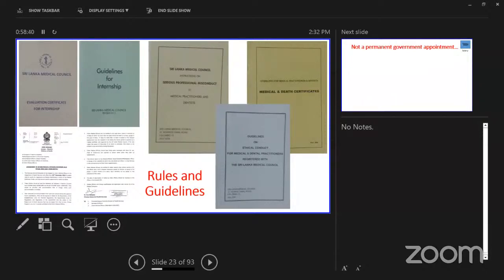I think you will be getting them with the commencement of internship, and when you are registered provisionally with the Sri Lanka Medical Council, go through these books very carefully, because they are giving some important guidelines for you to properly perform during your internship.